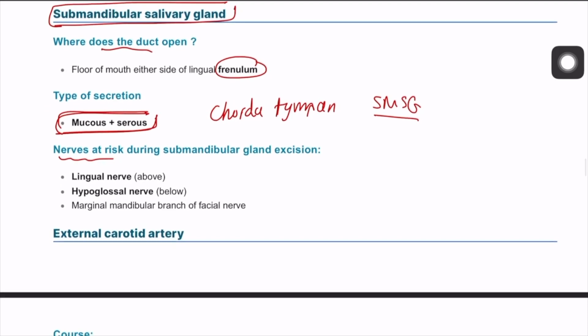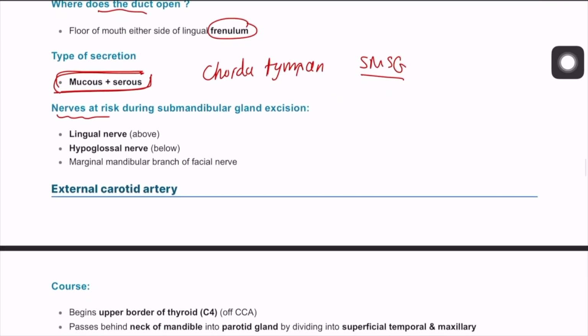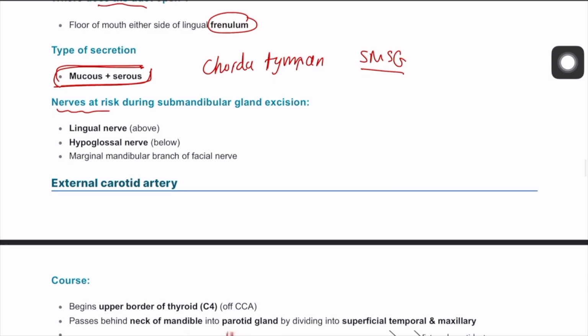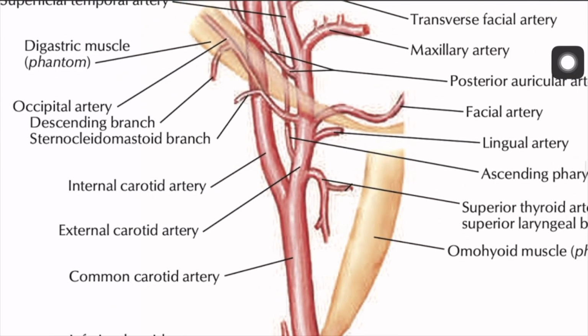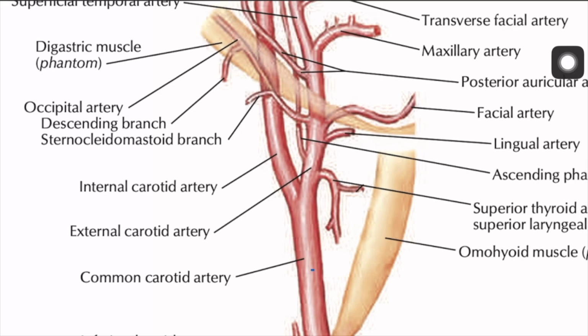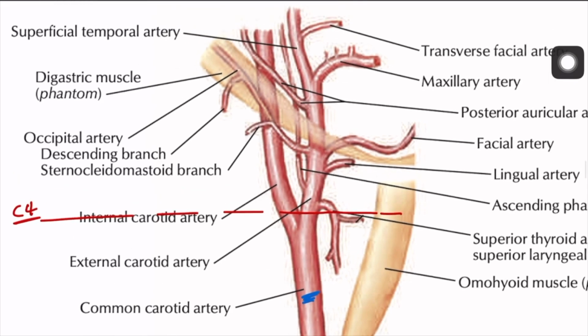Okay, going to external carotid artery. So the external carotid artery usually begins as a bifurcation of the common carotid artery. So you have here, this is the common carotid artery, like that. So there is a bifurcation at the level of C4 and then it ascends up in the neck just anterolateral to the internal carotid artery.